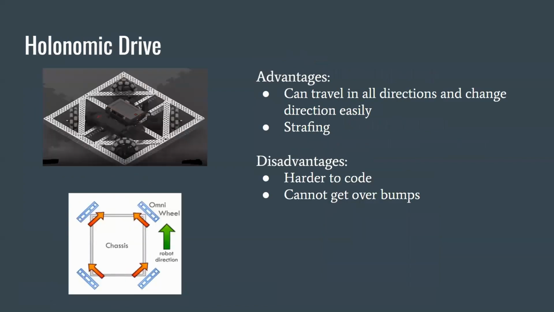So this is a holonomic drivetrain, and in this drive, the wheels are set up in an X formation, as shown in these pictures. It can travel in all directions and is super agile while strafing. However, the complex movement of this drivetrain, as you can see in this diagram, makes it hard to code because all of the wheels are angled, so you have to account for the different motion that all of the wheels are going in when you're actually programming the controller. And it also can't get over bumps easily because, as you can see, it's pretty bulky and flat to the ground.